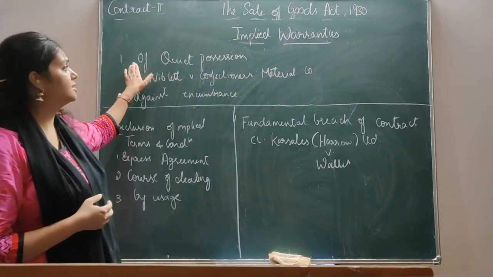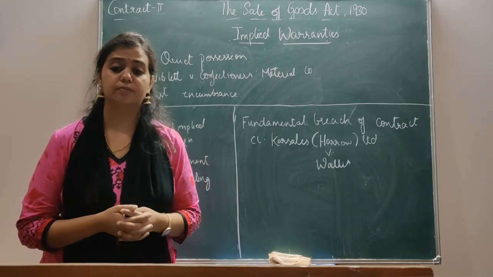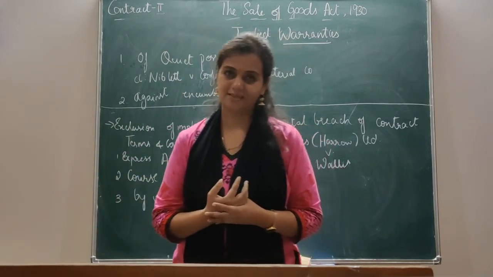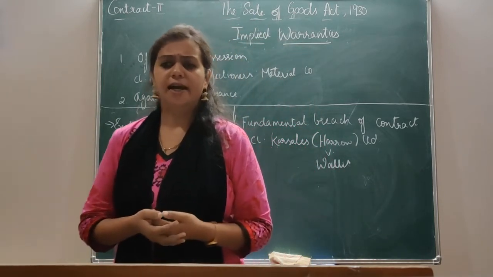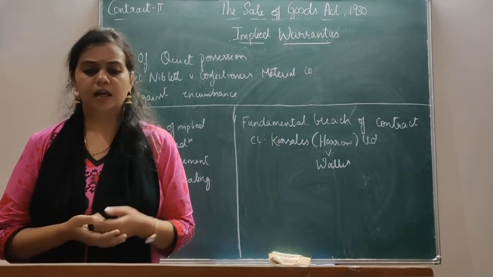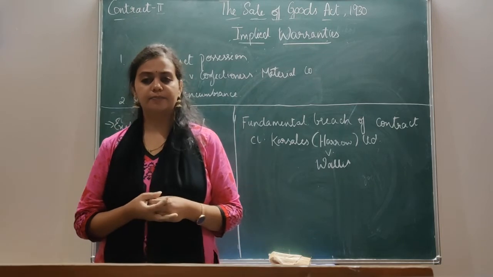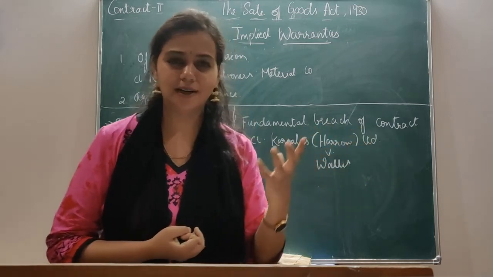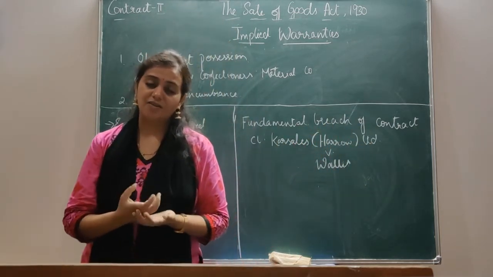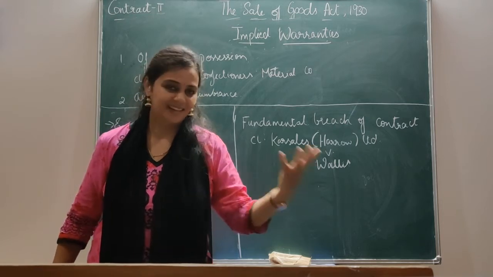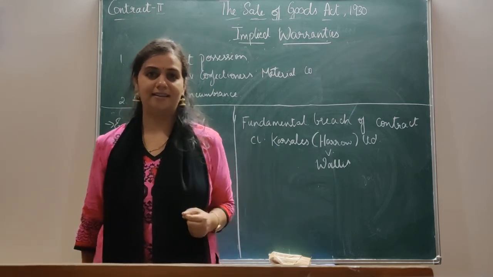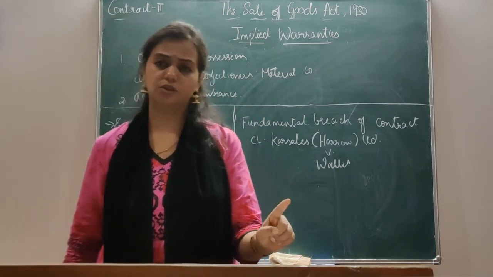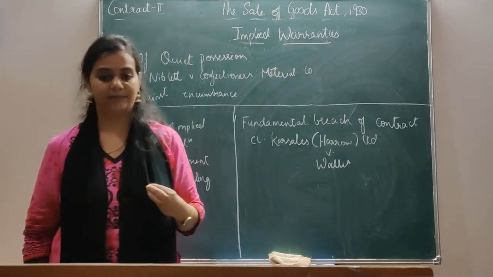The first implied warranty is the implied warranty of quiet possession. What is this quiet possession? That is given under section 14 subsection 6 of the Sale of Goods Act. In a contract of sale, there is an implied warranty that once the buyer gets the goods, for whatever purpose he has got them, he shall have them and also enjoy possession of them. That is his implied warranty. It means that nobody can disturb the buyer's possession of goods after he gets them from the seller.